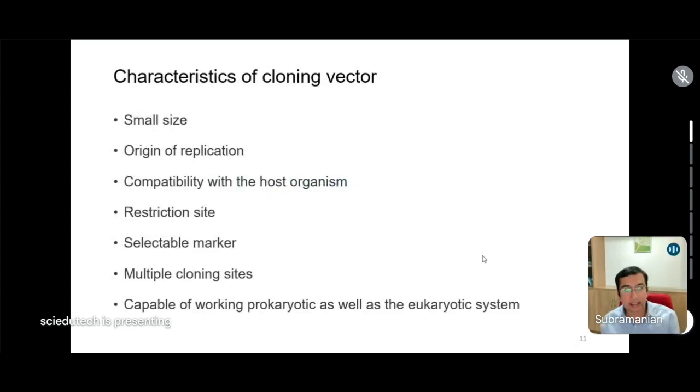So these are the following characteristics of a cloning vector. It usually is of small size. It has something called an origin of replication. It is compatible with the host organism. For example, you have specific vectors to clone in bacteria, and you have plant-specific vectors. There are restriction sites. There are selectable markers. There are multiple cloning sites, and in certain instances they are capable of working in prokaryotic and eukaryotic systems. Next slide, please.